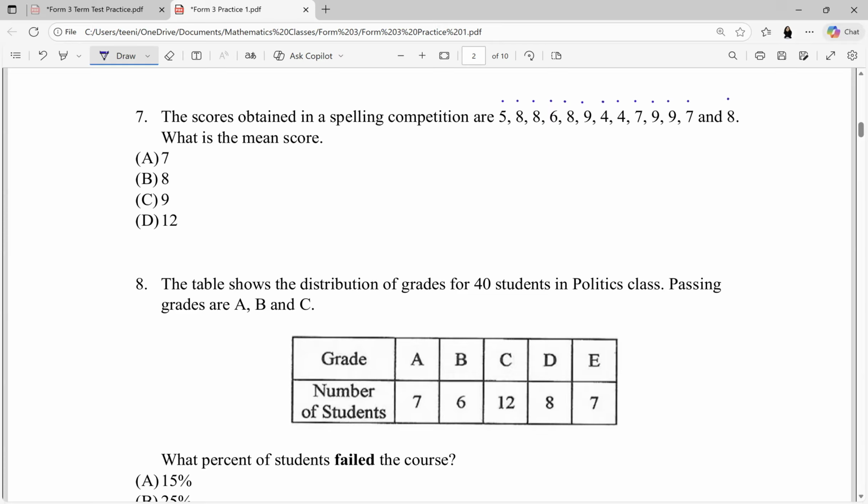Anybody else got 92 as the sum? Let's check. 5 plus 8 plus 8 plus 6 plus 8 plus 9 plus 4 plus 4 plus 7 plus 9 plus 9 plus 7 plus 8. Yeah, I got 92 as the sum. You got 92? Yes, miss. I got 92 when I added it. Anybody else got 92 as the sum?